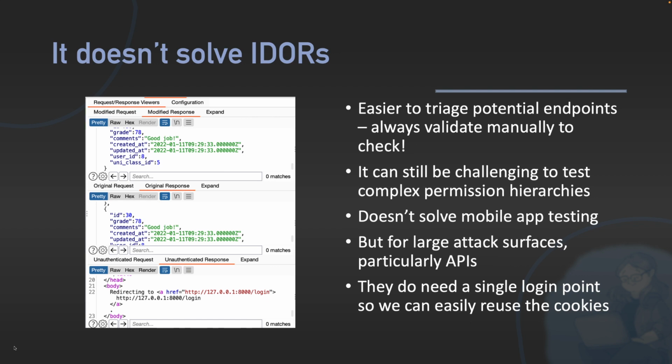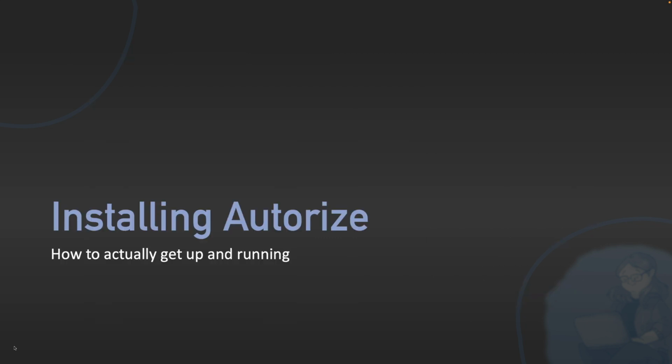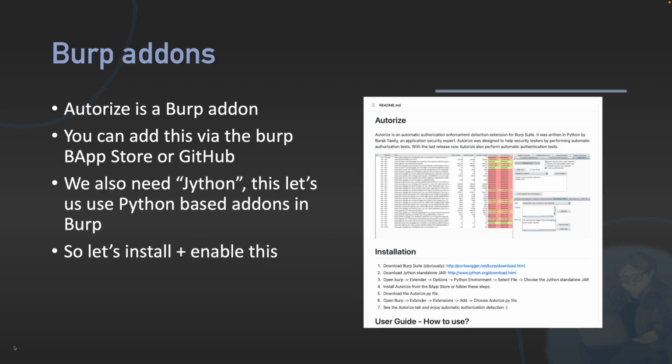They do need a single login point so we can easily reuse the cookies, but for the most part, it should be fairly straightforward. So how do we install Autorize? How do we actually get this up and running? So the first thing to know is the Burp add-on. All you need to do is go via the App Store on Burp or GitHub, download something called Jython, and this lets us use Python-based add-ons in Burp. So let's go over how we do that. I'm going to switch over to Burp and show you how I'm going to get started here.